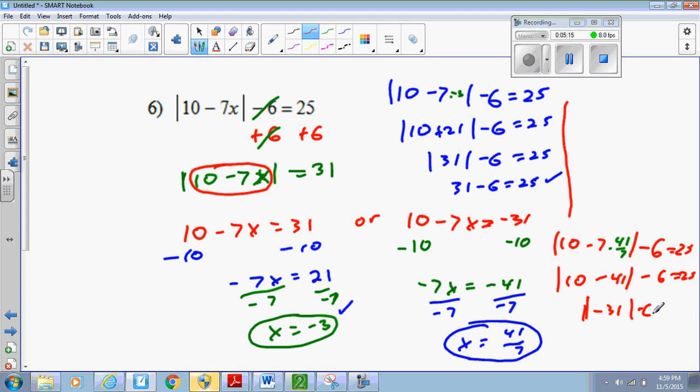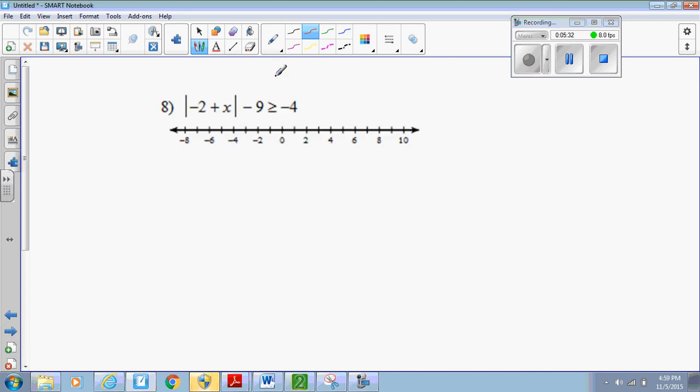31 minus 6 equals 25, and that's the absolute value. That's 31 minus 6 equals 25, which works as well. So both of these are solutions, and that's fine. Let me pause this right now. Okay, the next problem we're going to go over deals with inequalities.